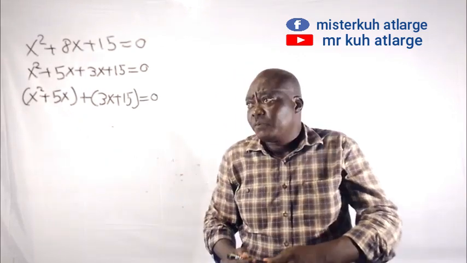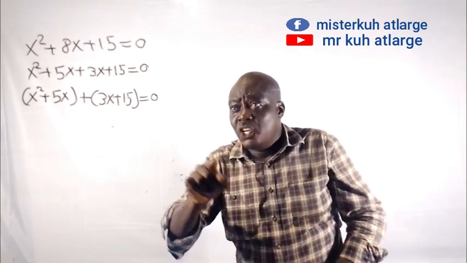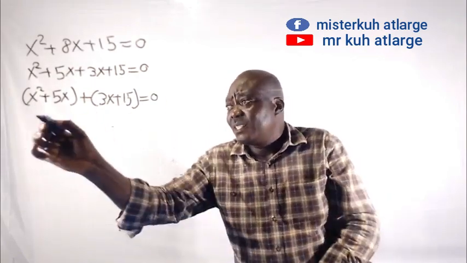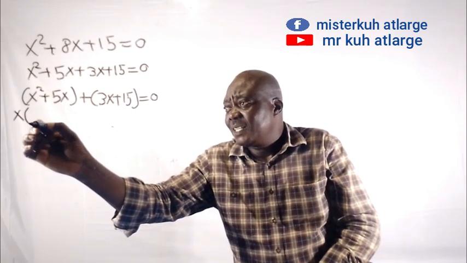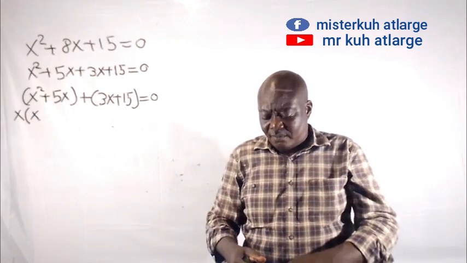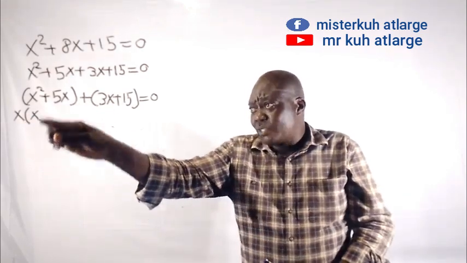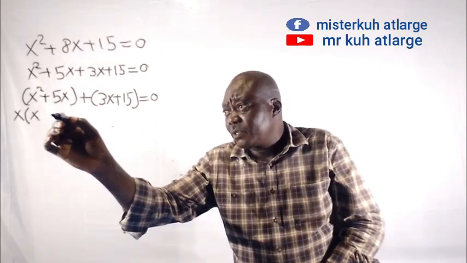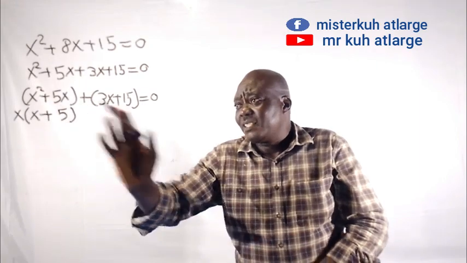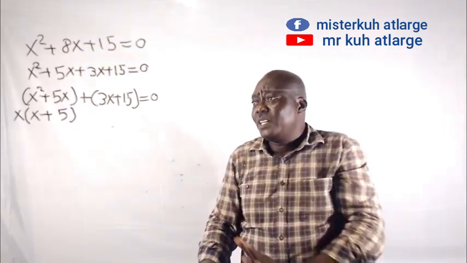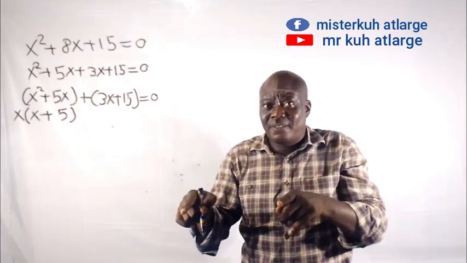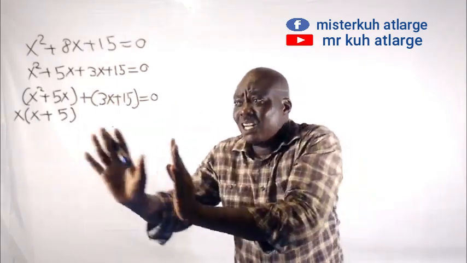So what you do now is this. Since x is common, you should factor out the x. If you do that, you have x outside, times what remains. Here it becomes x times x, which will still give you x squared, plus what remains here, which is 5, because one of the x has been factored out. So instead of x squared plus 5x, you now have x into x plus 5. We are now done with that bracket.